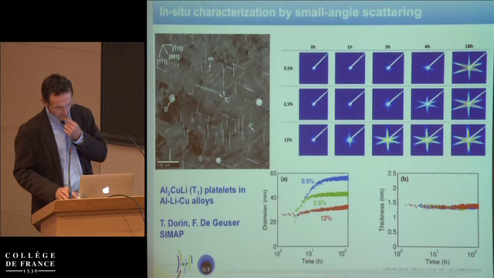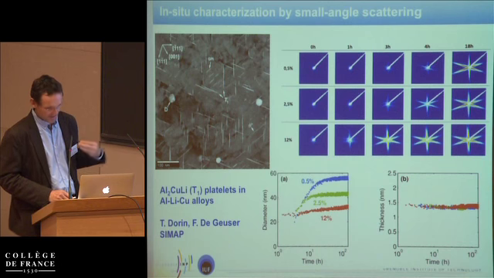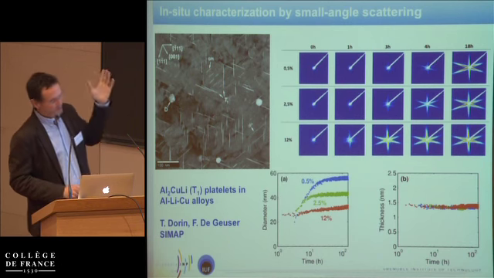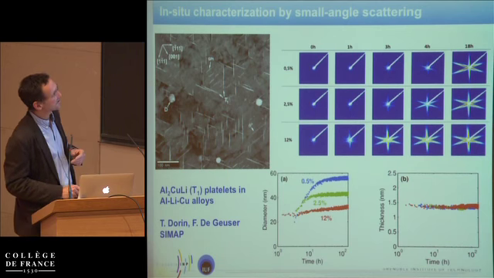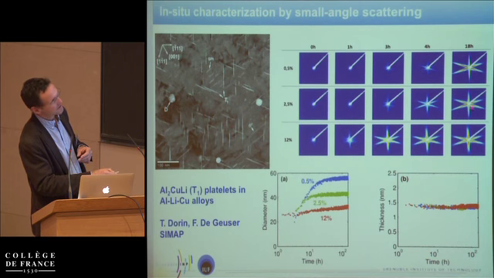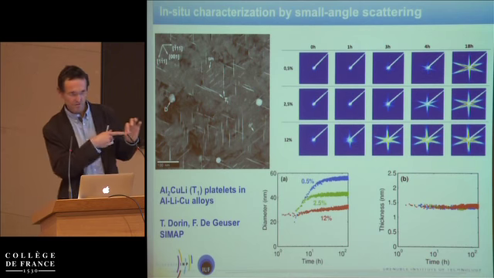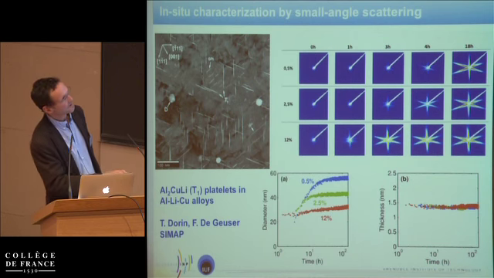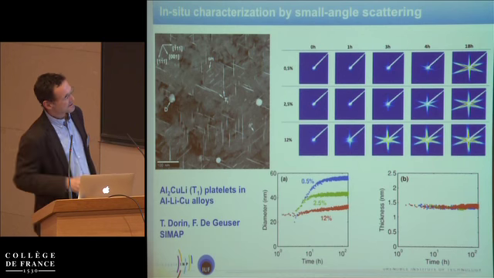Now, in terms of a smaller scale, a nanometer scale, we've been doing quite a lot in small angle scattering. So here it's some platelets in aluminum alloys. And these kind of platelets give rise to small angle scattering if you send a parallel beam to the sample. And the characteristics of these streaks are dependent on the geometry of the platelets.